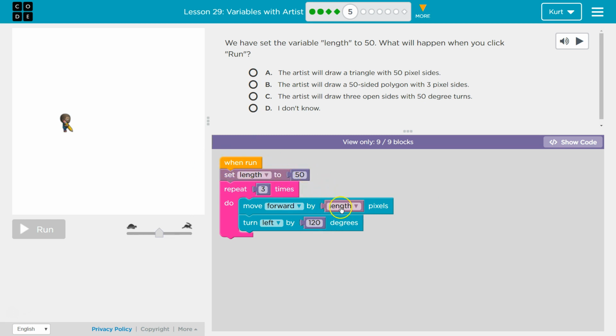So when we say move forward by length, what do we mean? We mean move forward by 50 pixels. Okay, so move forward by 50 pixels. Turn left by 120. Yep, that makes sense. That's what we did before to draw our triangle.